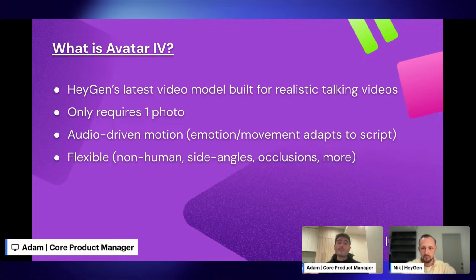And this model is also very versatile compared to our previous models. It can handle non-human characters like pets or aliens, can handle extreme side angles, and can handle occlusions or things covering the mouth. As long as at least a partial face is showing, it should work great. And if it does fail, it doesn't count towards the limit, so don't be afraid to try.